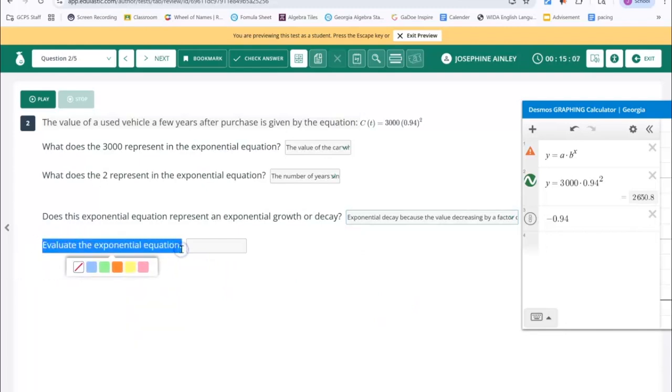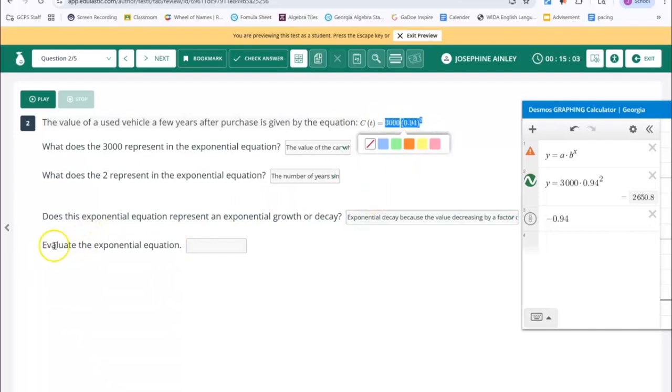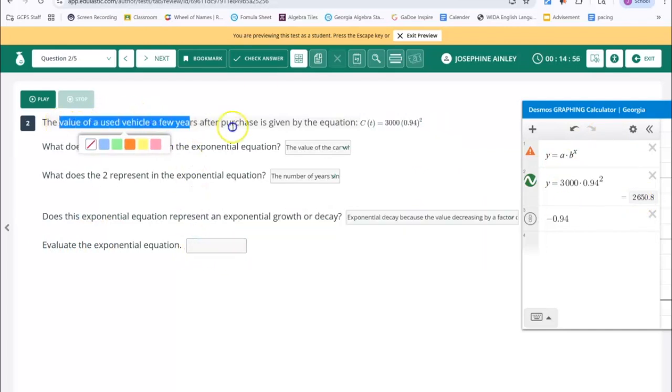Evaluate the exponential equation. So what exponential equation? The one they gave you, they want you to find the answer. So if I type it in, I can see the answer is 2,000, and this is in money, right? The value of a car.